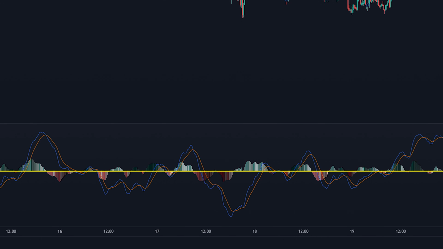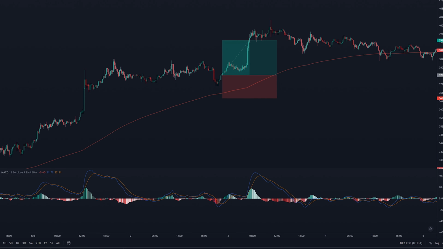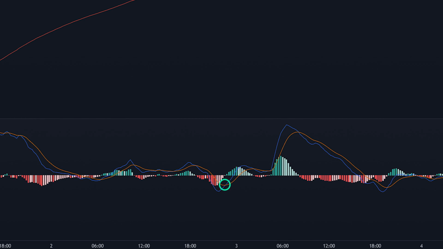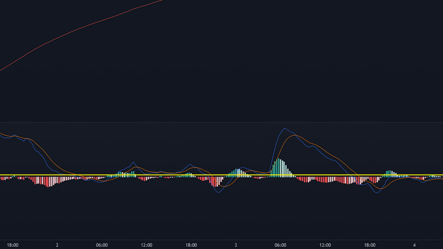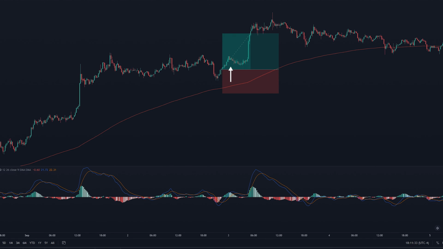zero line. So as an example, we would want to enter a long trade right here because the MACD lines are crossing upwards below the zero line and the current price is above the 200-day moving average.